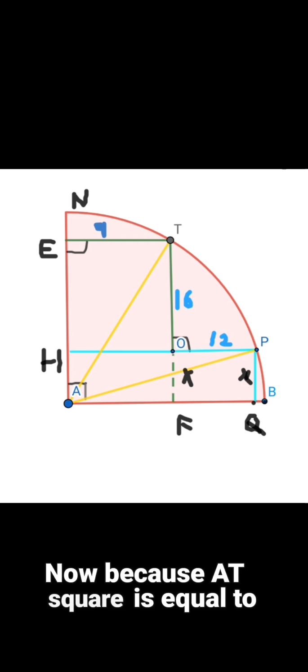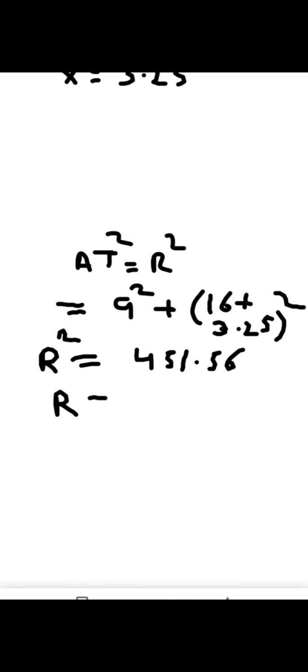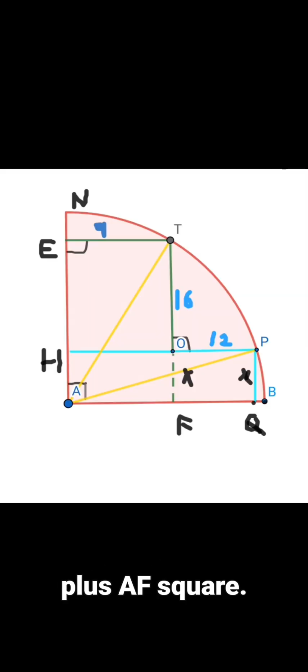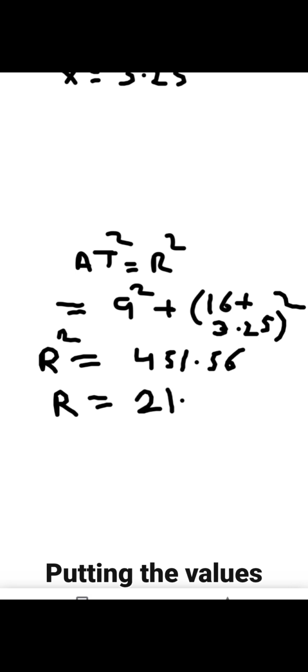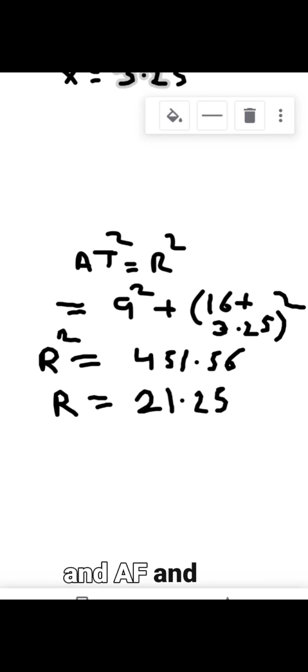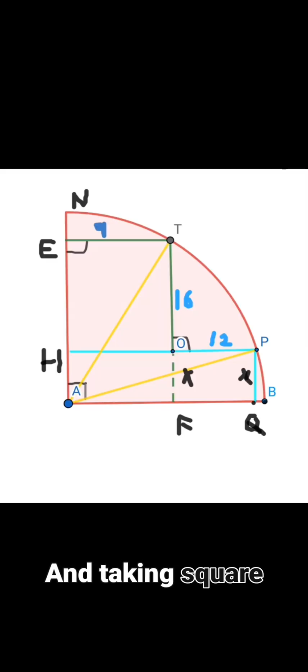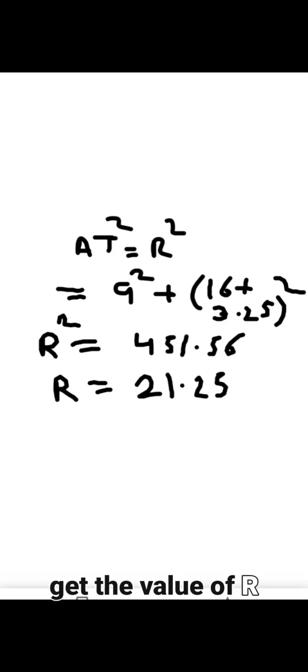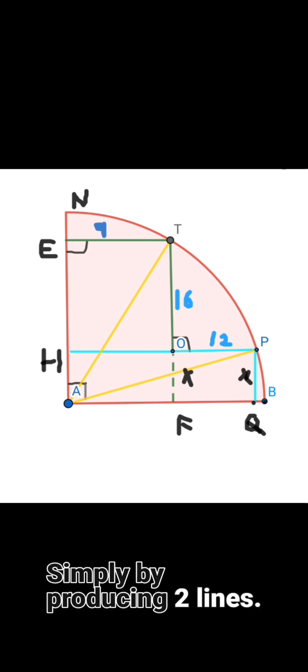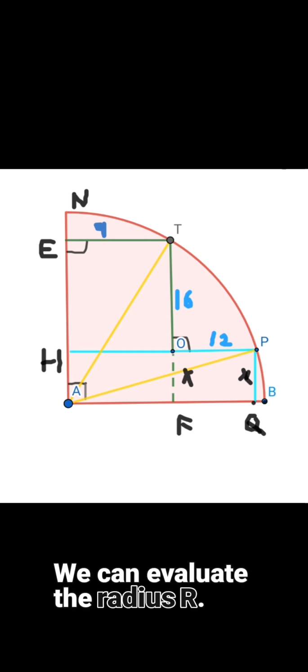Now because AT square is equal to R square, and AT square, which is the diagonal, is equal to TF square plus AF square, putting the values of TF and AF and solving simply, we get R square is equal to 451.56, and taking the square root, we get the value of R, that is 21.25. Simply by producing two lines, we can evaluate the radius R.